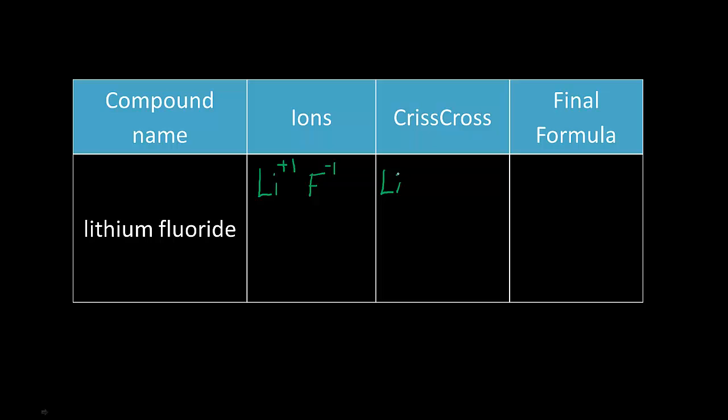Now let's do our crisscross. This 1 goes down by the Li, or the lithium, and we never write 1s. It's implied. This 1 goes down by the fluorine, and we never write 1s. It's implied. So that's our formula right there. Lithium fluoride, LiF.